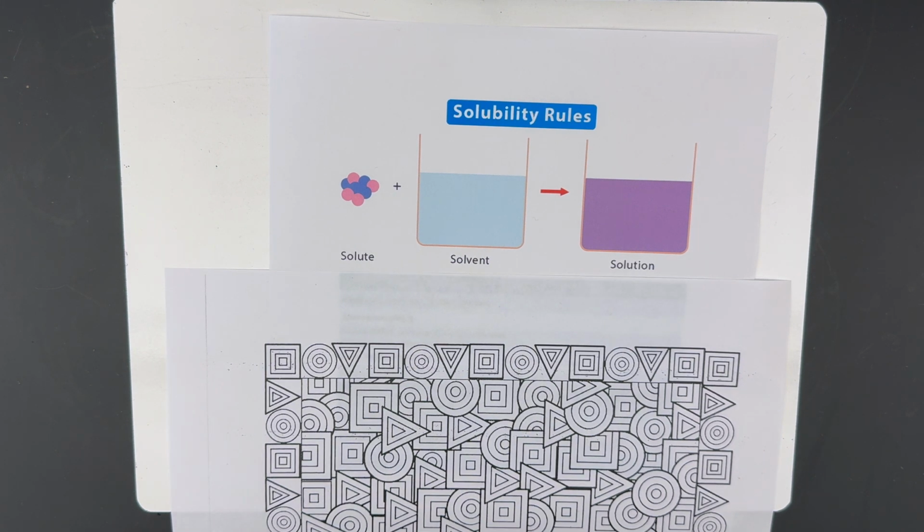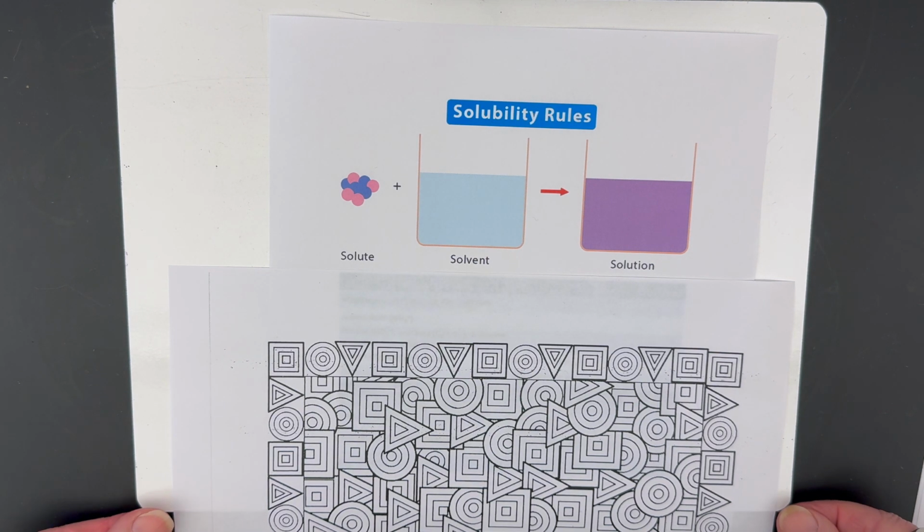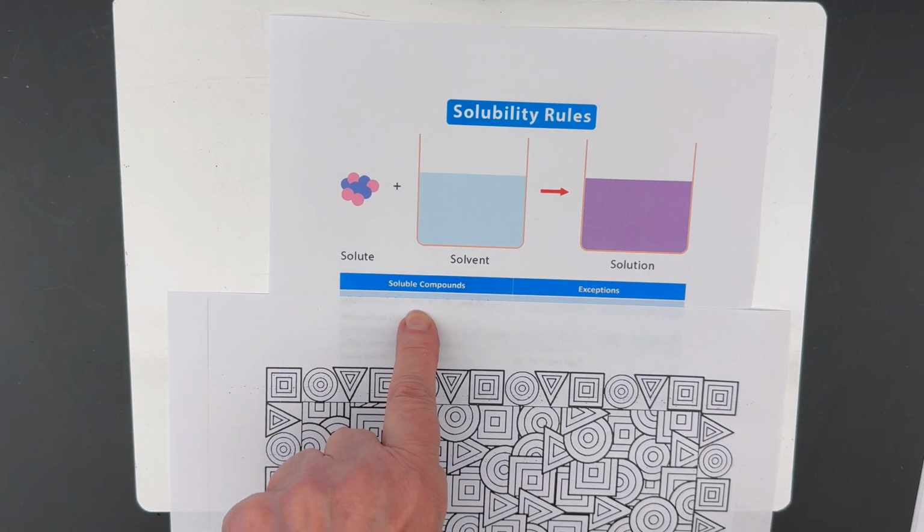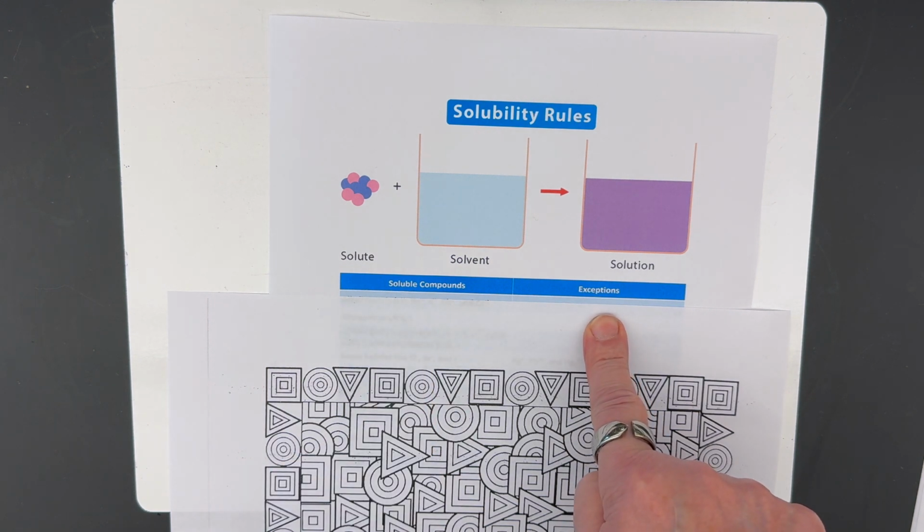Different substances have different solubilities in water. We're going to mostly be talking about water here. And so there are rules to help you determine how soluble a particular solute will be in water. So on the left of this chart, we have soluble compounds. That means they dissolve. Exceptions will be things that do not dissolve.